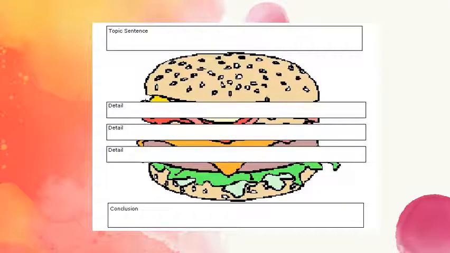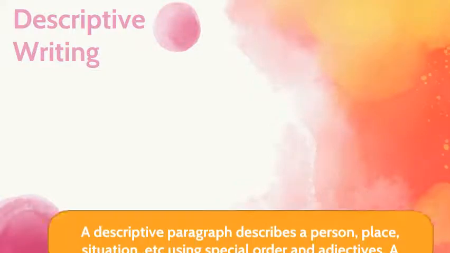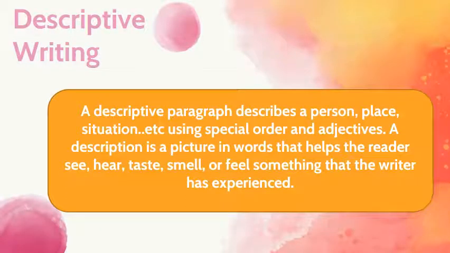First of all, if you remember that any paragraph starts with a topic sentence, then we have to add details, then we have to add a concluding sentence. These are the main parts of any paragraph. But what do we mean by descriptive writing or descriptive paragraph? A descriptive paragraph describes a person, a place, a situation, etc. So when we say descriptive, we mean it's describing. How? Using spatial order and adjectives. You have to use spatial order and adjectives, and also you have to use the simple present tense.